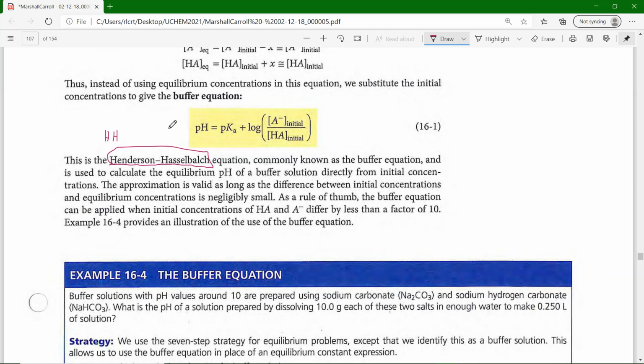So the pH of any buffer system is the pKa of the weak acid, right? We aren't talking about strong acids, plus the log of the initial concentration of the conjugate base in the buffer over the initial concentration of the acid.